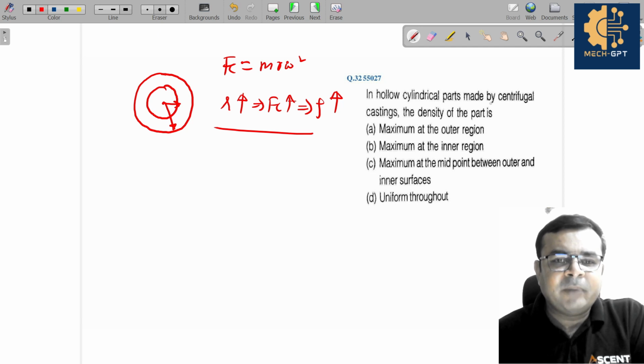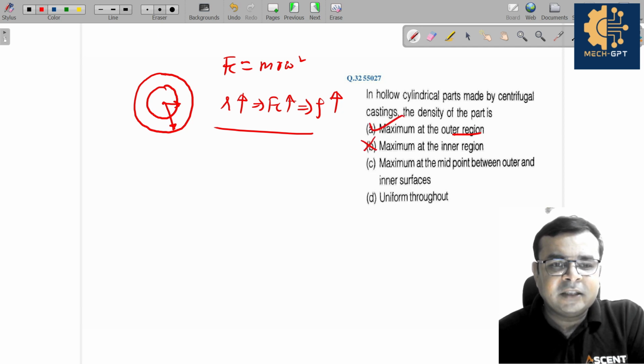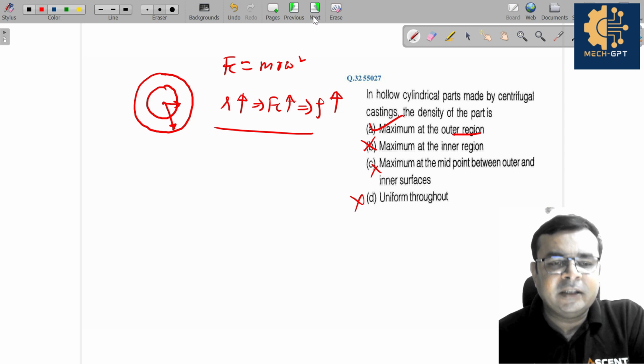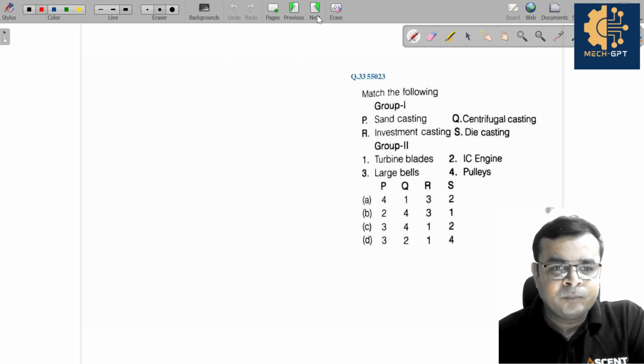In hollow cylindrical parts made by centrifugal casting, the density of the part is maximum at the outer region. Yes, it is right. Maximum at the inner region, this is wrong. Maximum at the mid, this is wrong. Uniform throughout, wrong. So the correct answer is option A, because at the outer region we have the maximum radius.